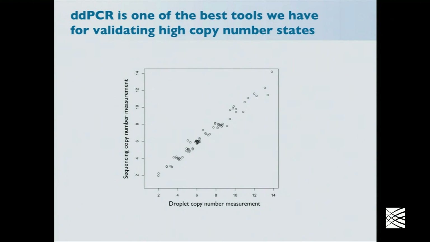With droplet digital PCR, if you do a few replications, you can get the copy number, at copy numbers of like 10, 11, and 12 even, accurate to integer values. And we were able to show that our sequencing analysis and the ddPCR agreed with extremely high concordance, and this gave us a lot of confidence in our sequencing measurements.